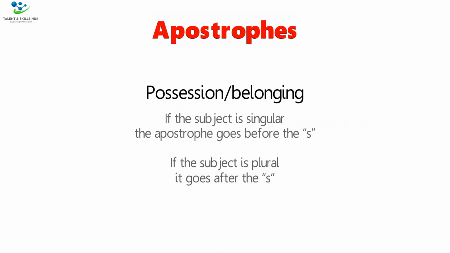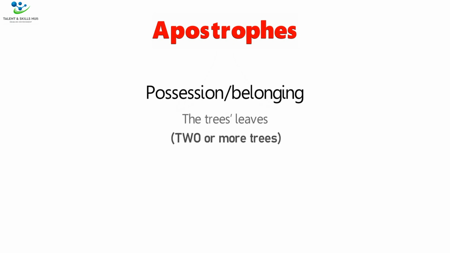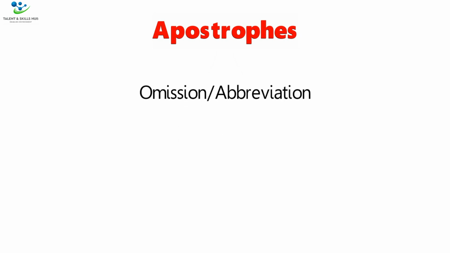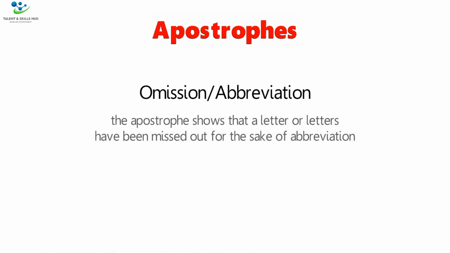So, for example, the student's notes were on the table, to mean one student. The students' notes were on the table, to mean two or more students. The tree's leaves, to mean one tree. The trees' leaves, to mean two or more trees. Omission, or abbreviation. The rule here is that the apostrophe shows that a letter or letters have been missed out, for the sake of abbreviation.